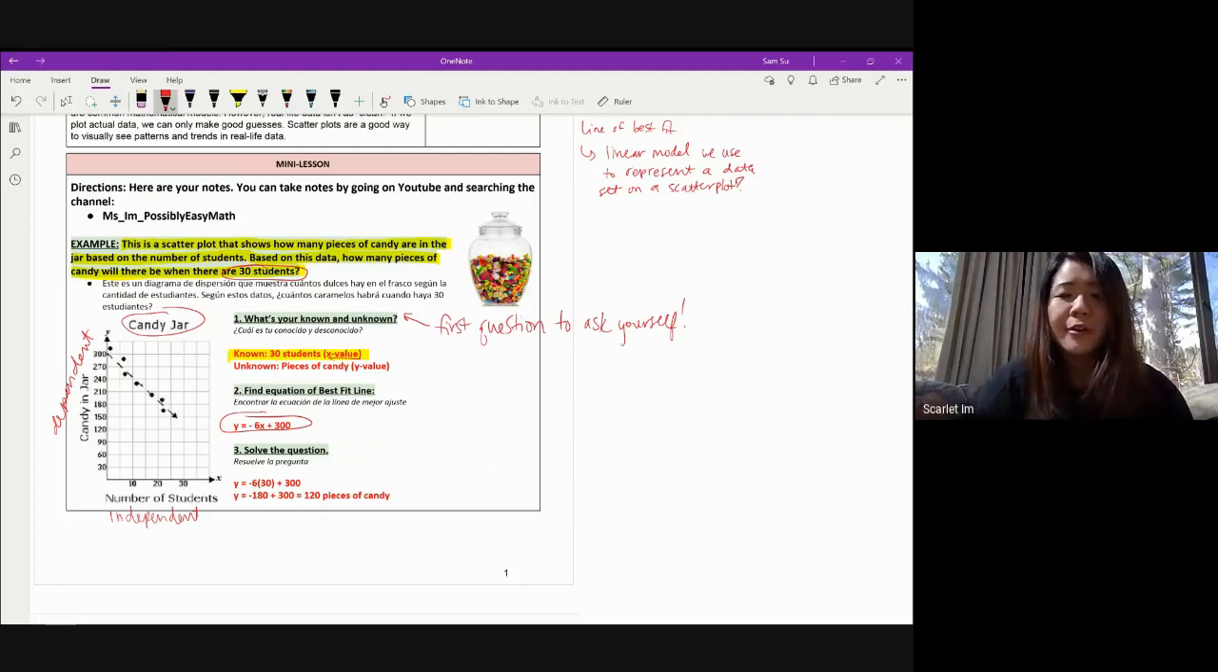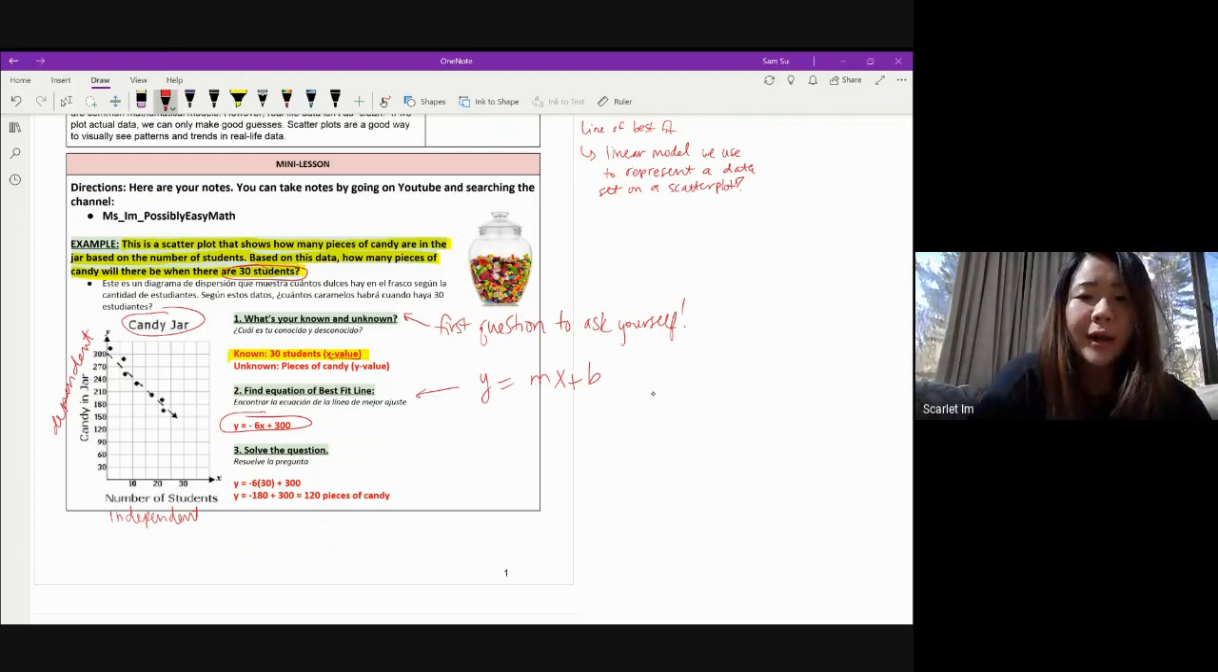But I'm going to break it down for you. How did I get this equation? In this case, because the pattern is linear, we're going to use a linear model. If you recall, the linear equation formula is y equals mx plus b. Now, we know that y represents our candy in a jar, and x represents our number of students.